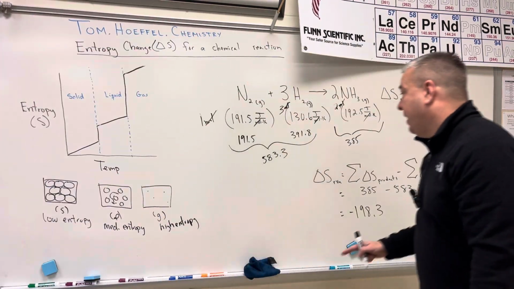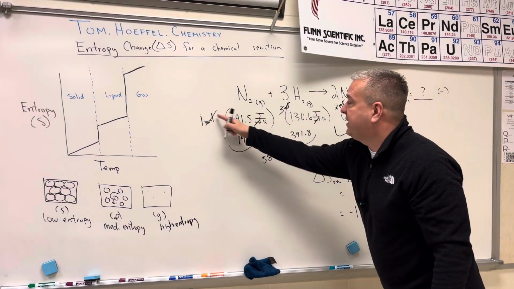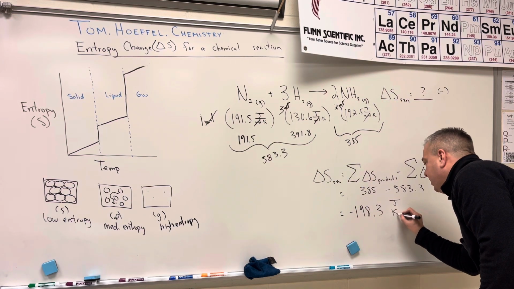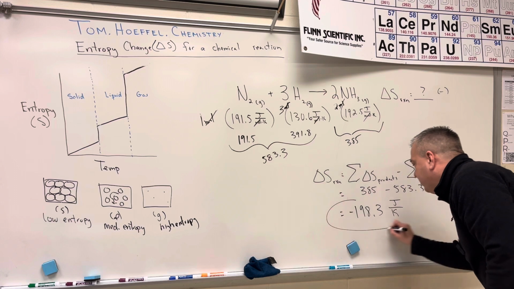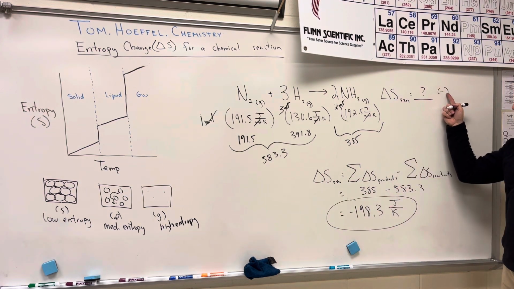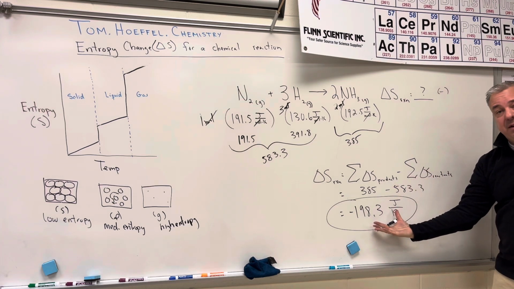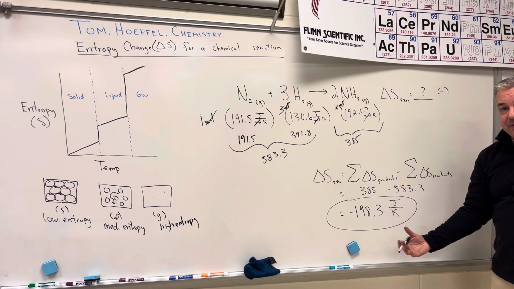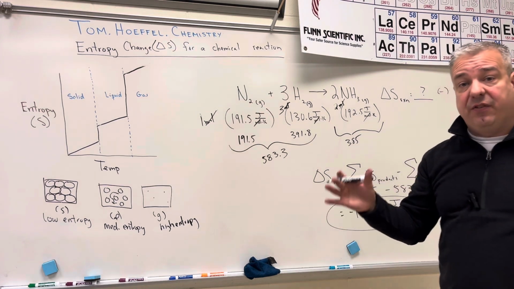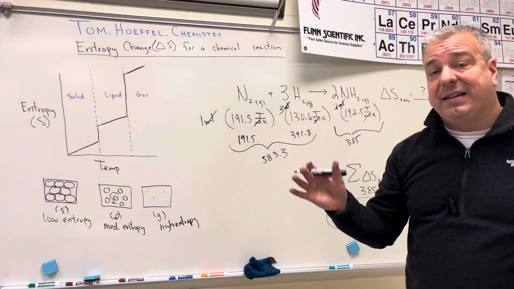And remember, because the moles canceled out, that unit is going to be joules per Kelvin. So the entropy change of this chemical reaction is indeed negative, but overall it's going to be a fairly small negative change. And that's how you calculate the entropy change of a chemical reaction quantitatively.